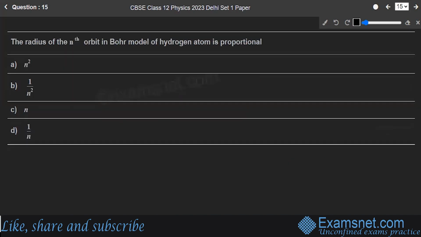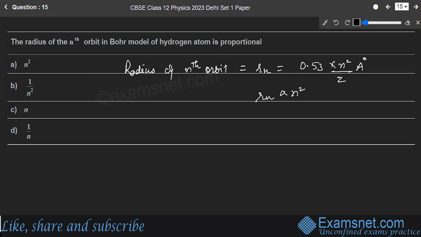Hope you understood. Next is question number 15. The radius of the nth orbit in the Bohr model of hydrogen atom is proportional to what? See, the radius of the nth orbit, let's say Rn, is given by 0.53 n squared upon Z Angstrom. So that means it is directly proportional to n squared. So we have the first option as the right answer.